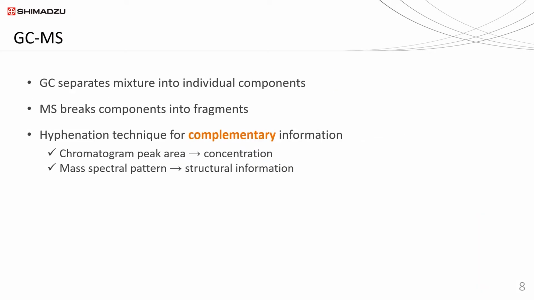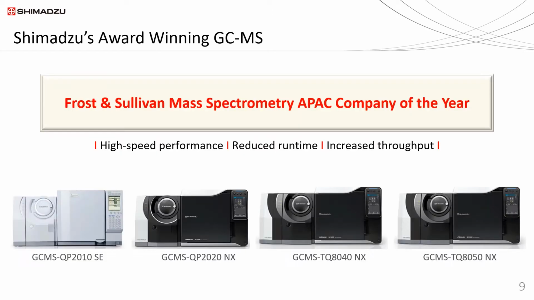As we have seen, the combination of GC and MS as a hyphenated method can provide us with very valuable chemical information. Volatile and semi-volatile compounds can be analyzed with GCMS to provide both qualitative and quantitative results.